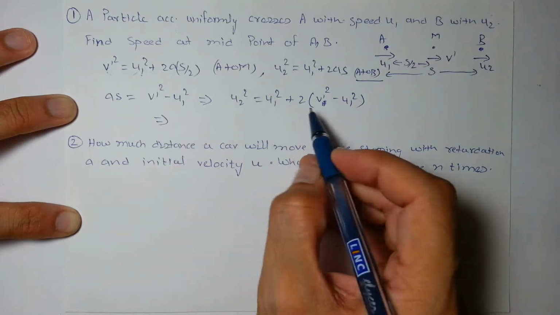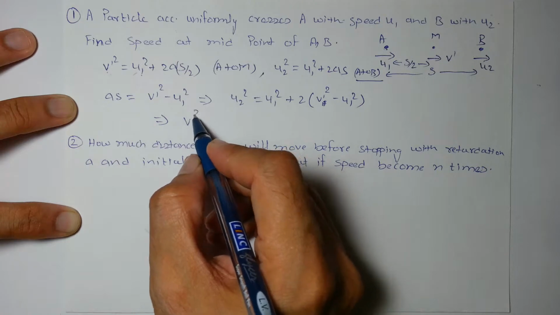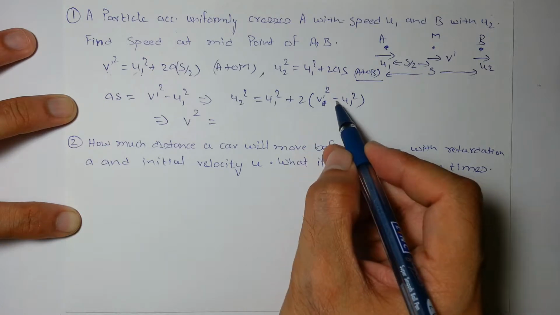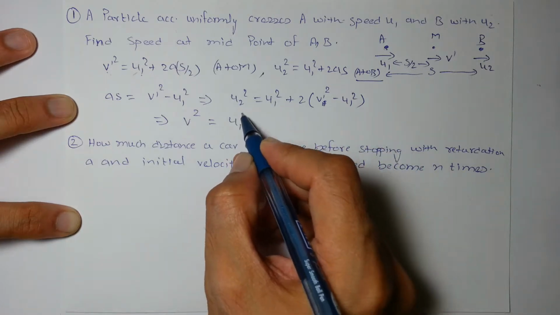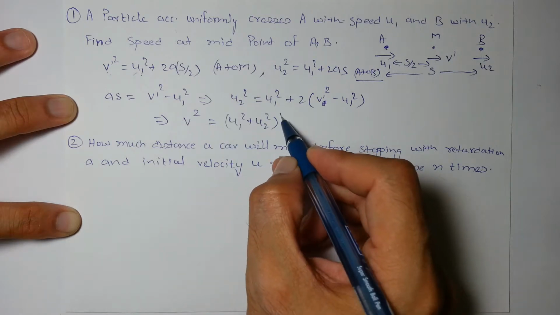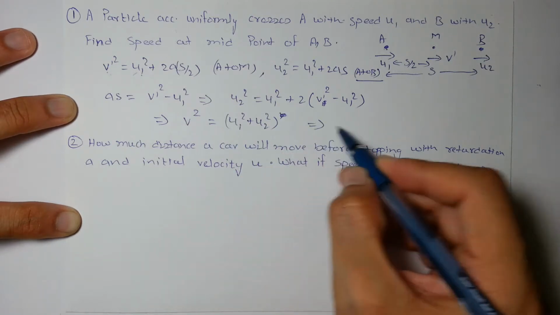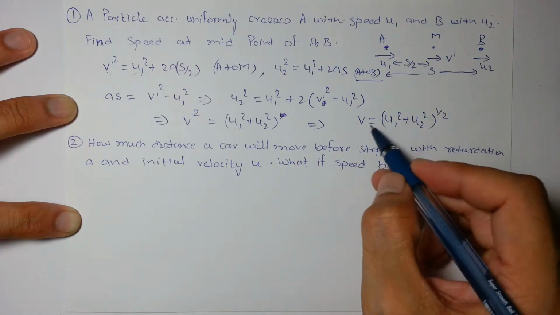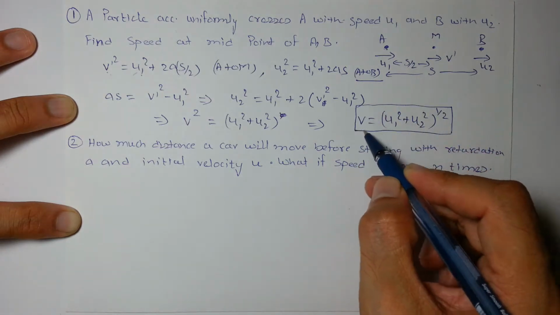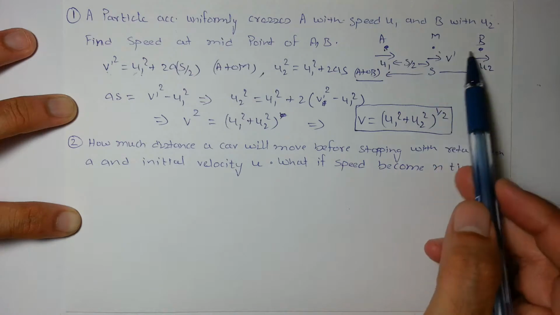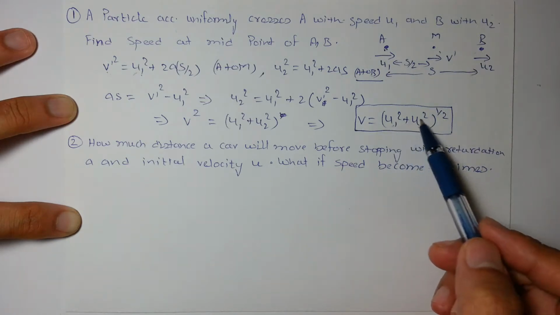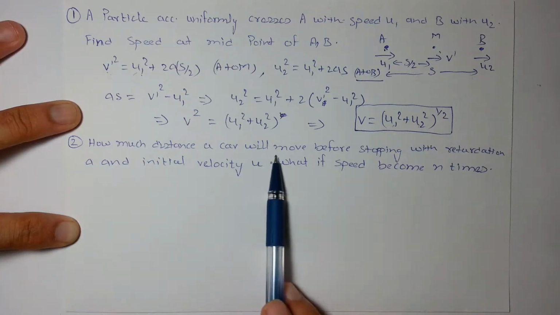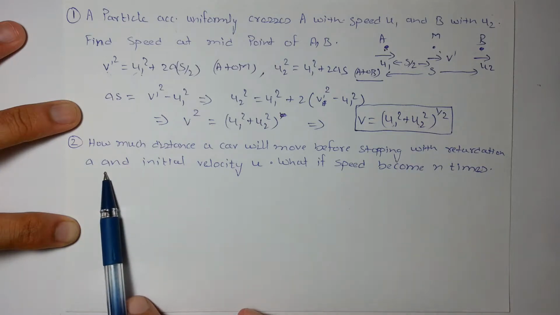On solving, we will easily get v dash square is equal to u1 square plus u2 square, whole over 2, so v dash is the square root of u1 square plus u2 square over 2. This is a very famous expression. You should remember, if possible, that the speed at the midpoint is the square root of the sum of the initial velocity square and final velocity square, divided by 2.